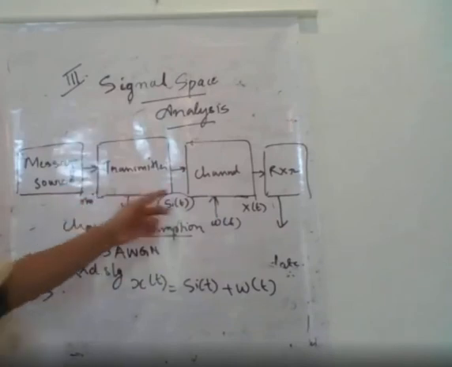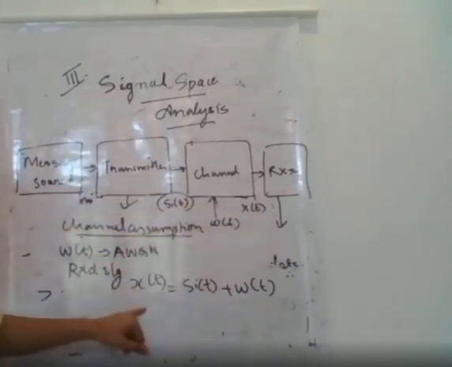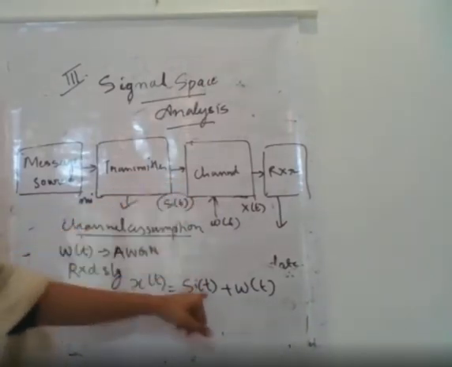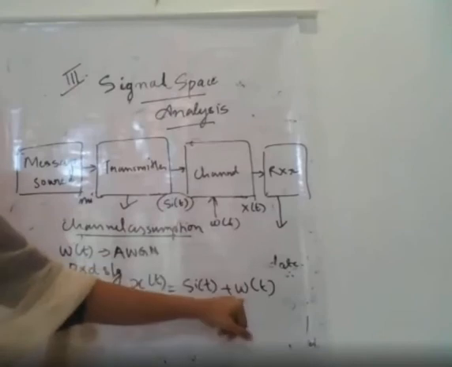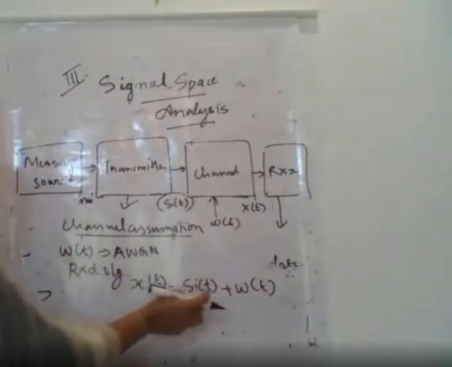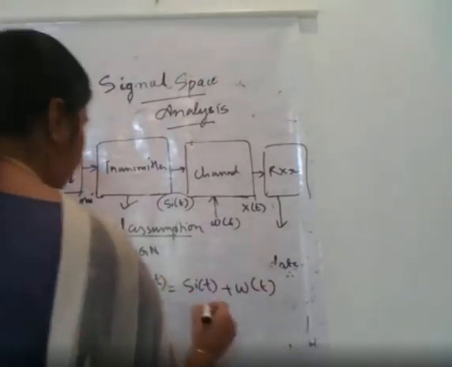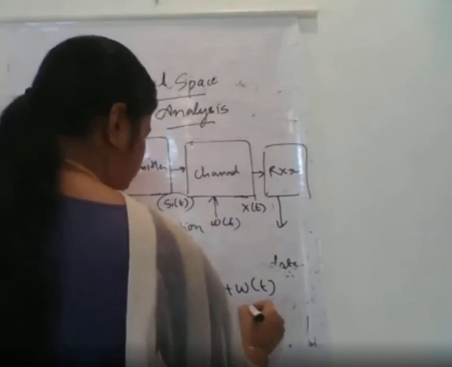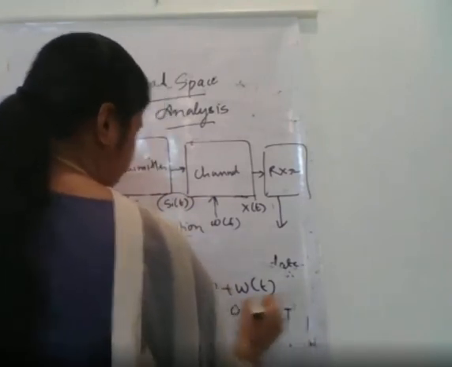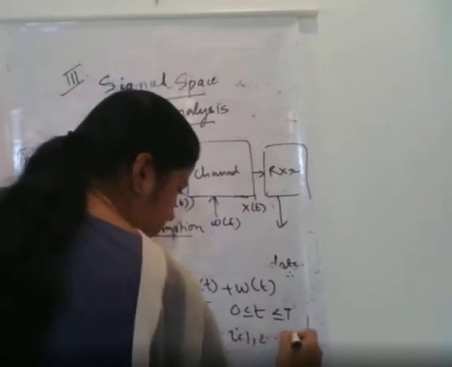So assuming the channel noise is additive white Gaussian noise, the received signal x of t can be written as s_i of t, which is the output of the transmitter, plus this channel noise, which is additive white Gaussian noise. So x of t is nothing but s_i of t plus w of t, where t is between 0 and capital T, and i equals 1, 2, 3, etc.